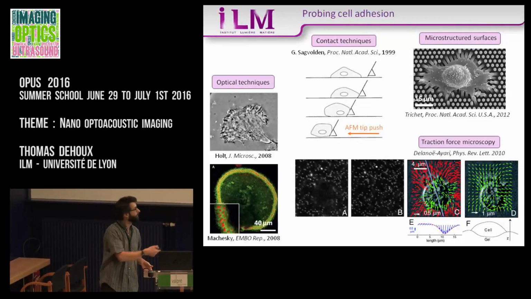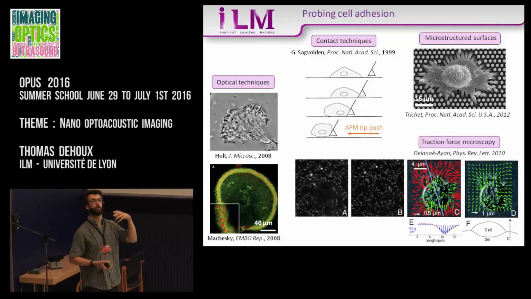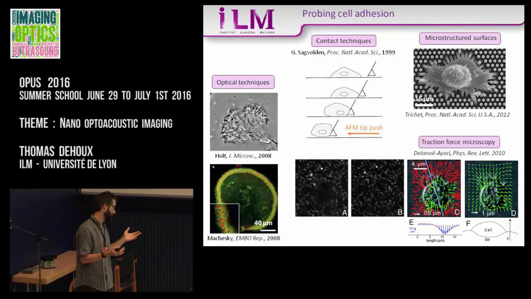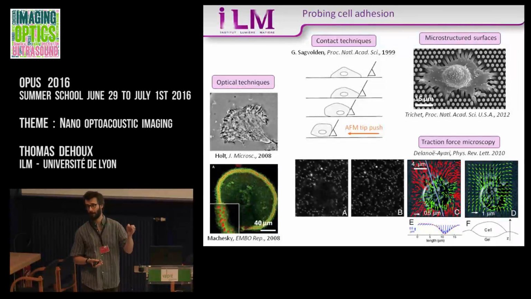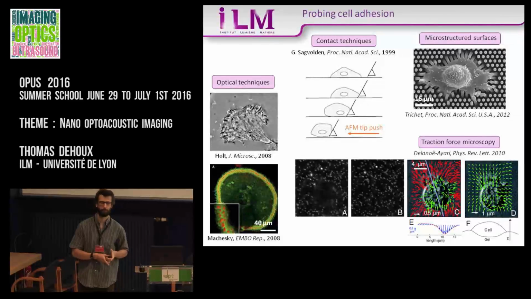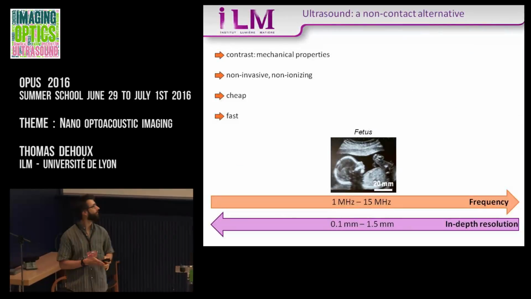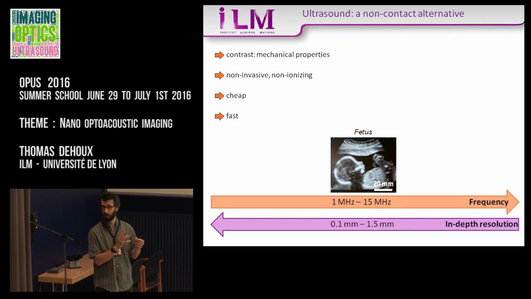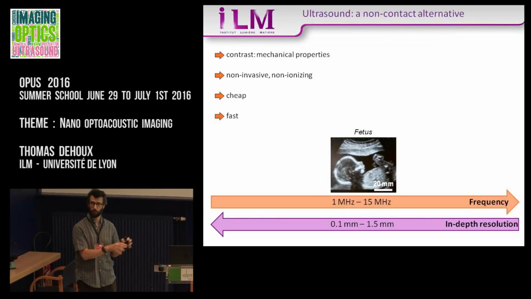The disadvantage of these two approaches is that you need to engineer a special surface to be able to measure the adhesion, which is not always compatible with what you really want to do. If you want to study the adhesion of a cell onto a metallic bone implant, for instance, obviously you cannot use this technique. So, because we're talking about ultrasound, we can think of it as an alternative technique to perform such measurements in a non-contact way. We'll also have a contrast based on mechanical properties. That's what we want to measure here.